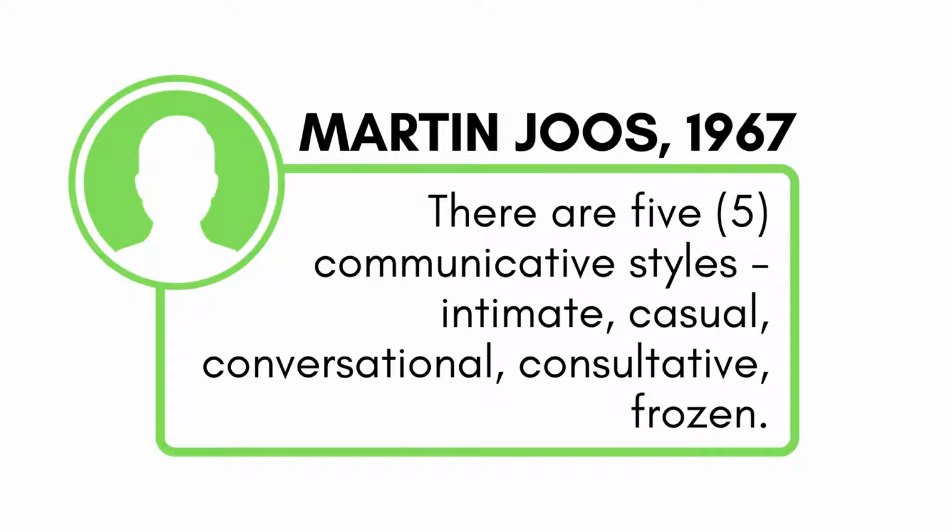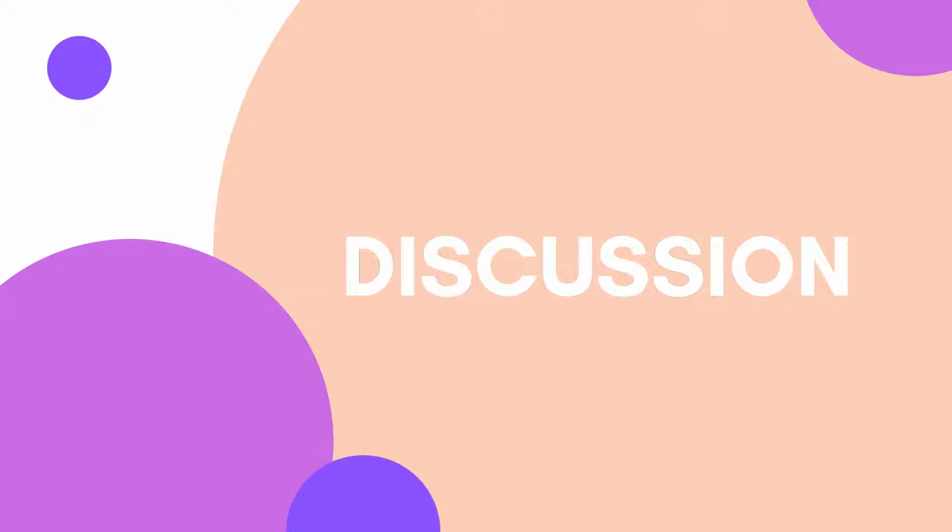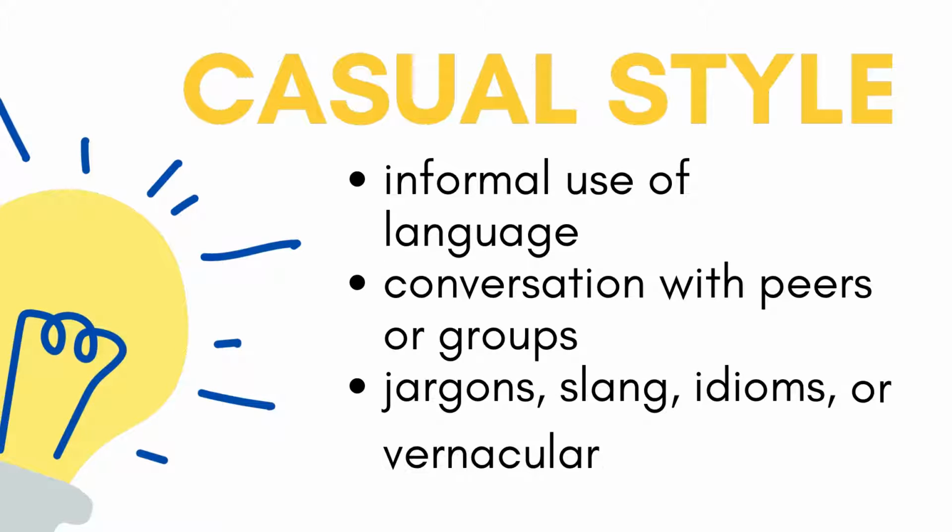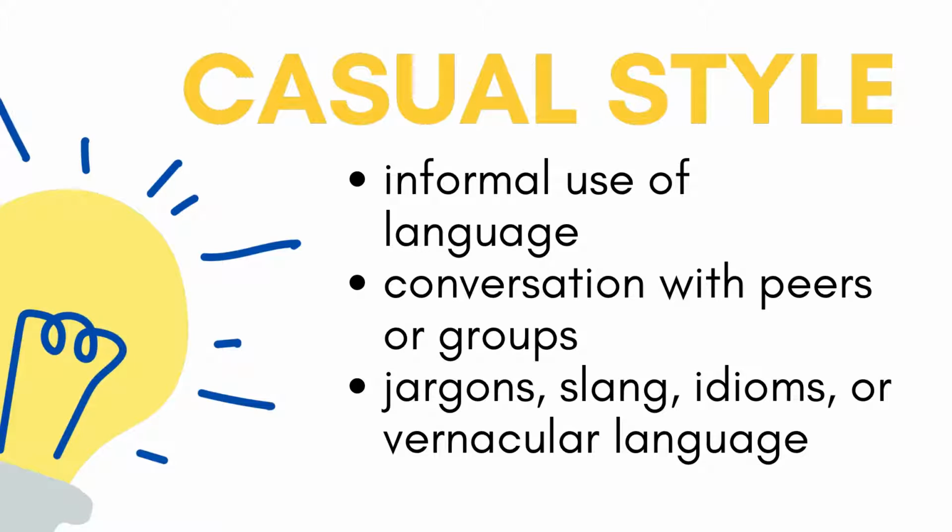They determine the language that the speaker should use to acknowledge the degrees of formality. There are 5 communicative styles according to the linguist Martin Joos. But for this week, we will only discuss the casual style. Casual style is the informal use of language when communicating with peers or groups.